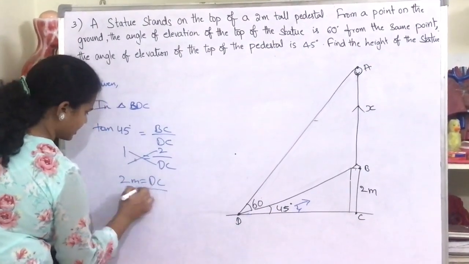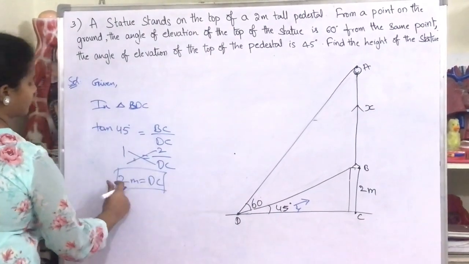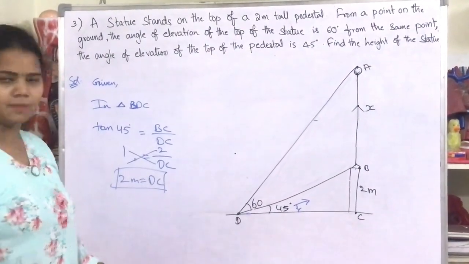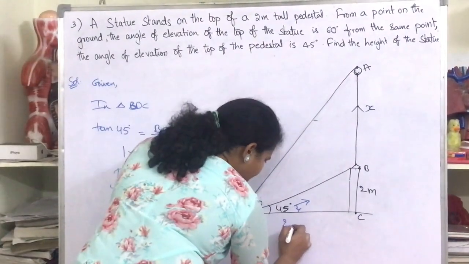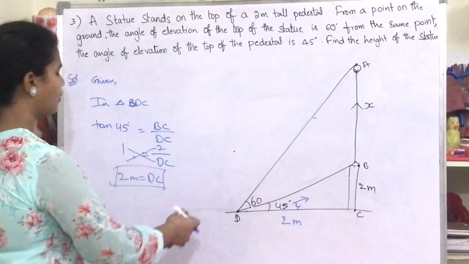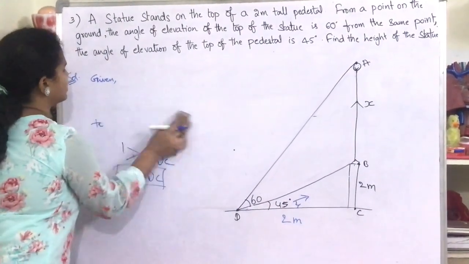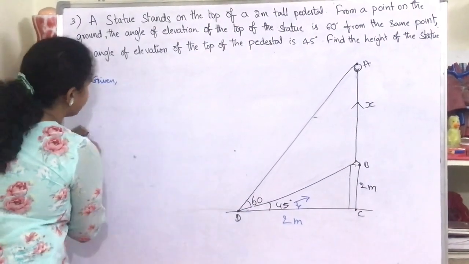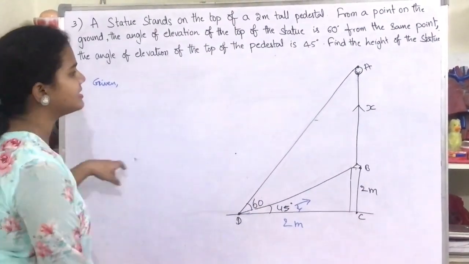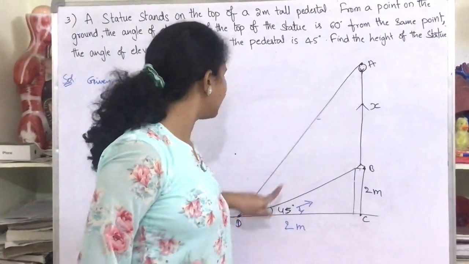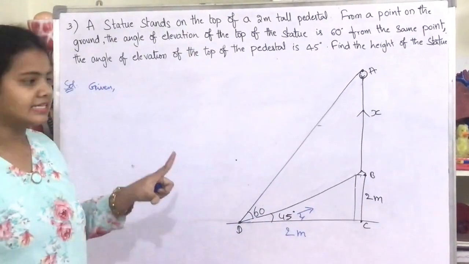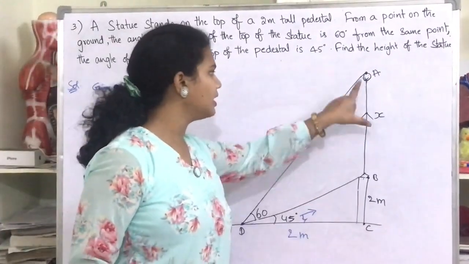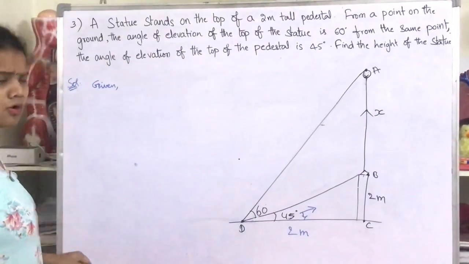Done, we get 2 meters, right? Okay, DC equals 2 meters. We can write DC value as 2 meters. Now here we got the DC value. Thus we can consider triangle ADC. By considering this triangle, we can find the AB value.